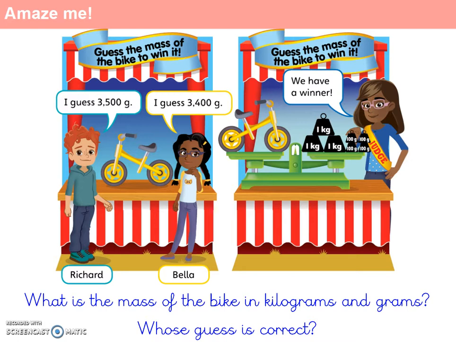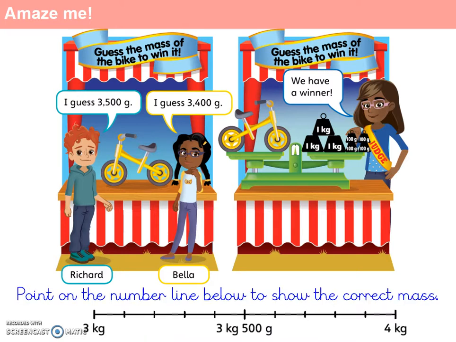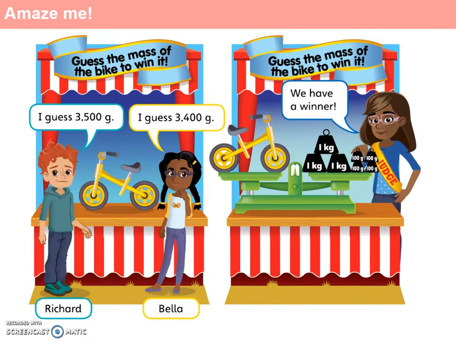Are there any other ways that Richard could say 3,500 grams and that Bella could say 3,400 grams? Or maybe there could be a different way that we could create the amount that the judge has already created to weigh the mass of the bike. And for question 1b, we're asked, point on the number line below to show the correct mass. So once we've worked out what the mass of the bike is, can you show me where that should go on our number line? So now it's time to pause the video and try and answer those two questions.